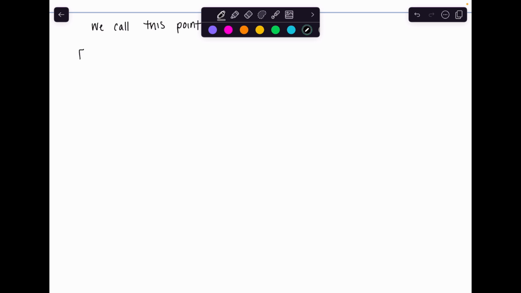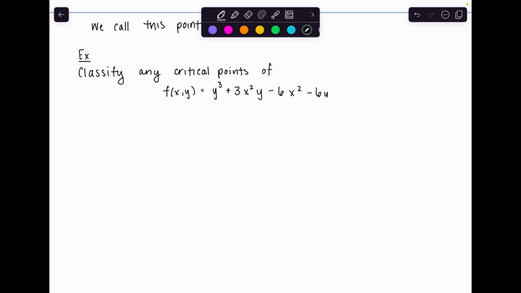So for this example, we're going to classify any critical points of the function f, which is going to be y cubed plus 3x squared y minus 6x squared minus 6y squared plus 2. So I've got to find all of my first and second partials. So I'm going to do that part first.